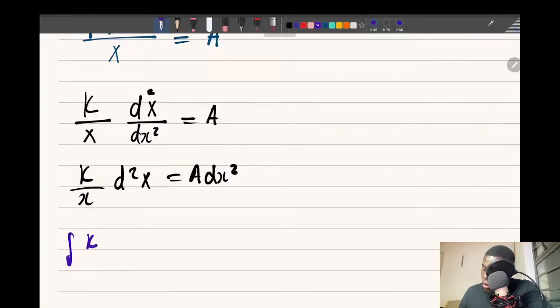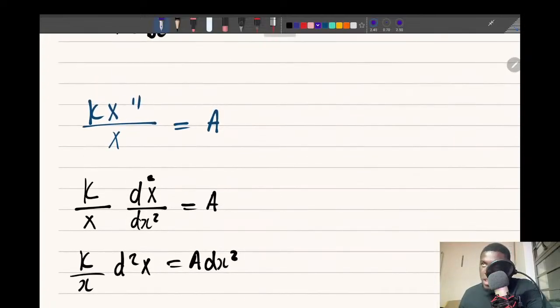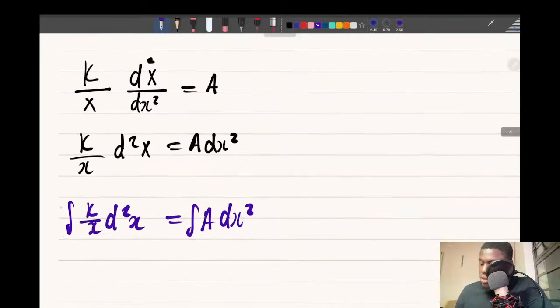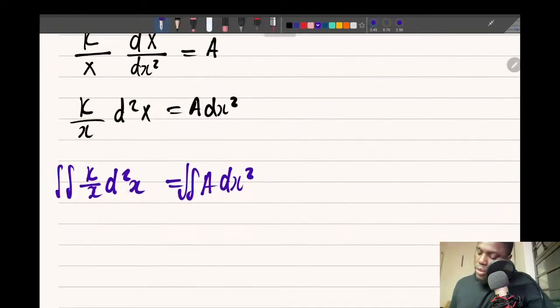Integral of k over x second derivative is equal to the integral of a dx squared. I don't know if this actually does make sense. It looks very weird, because we have the second derivative. So I think this would have to be two steps surely. So let's do this. Let's do double integrals, so that we remove the del x.